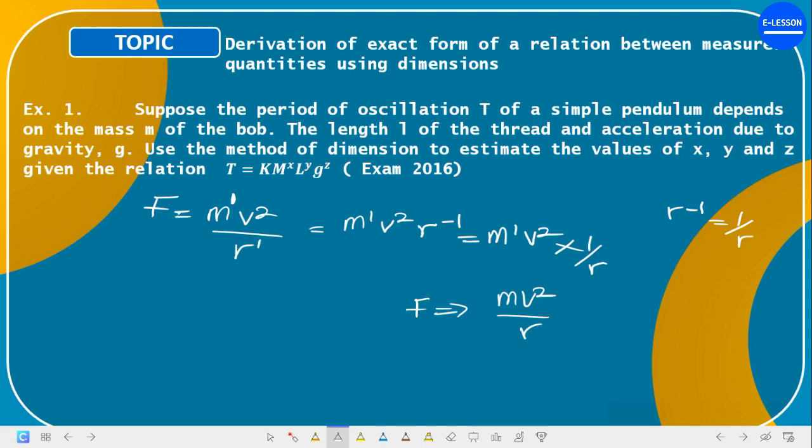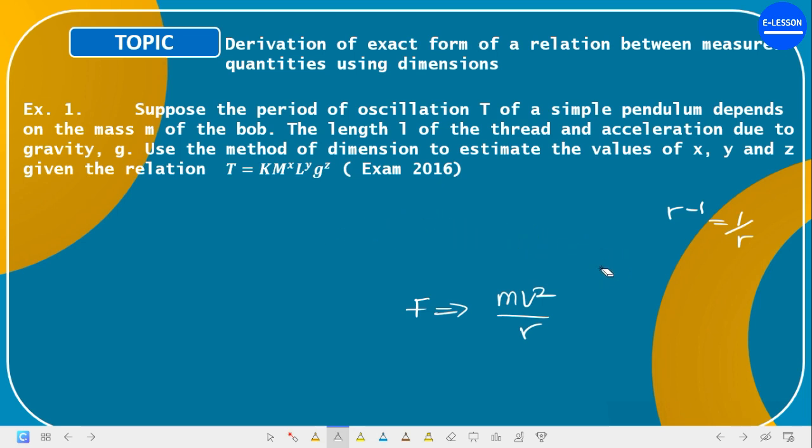So let's solve some questions in order to understand better how we can use dimensions to derive the exact form of relationship between physical quantities. Now let's start the journey. You are given a question.